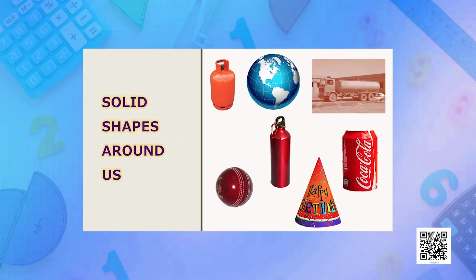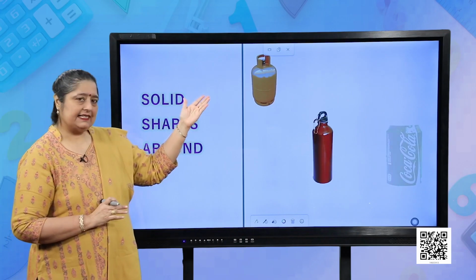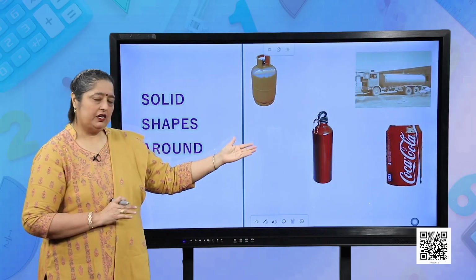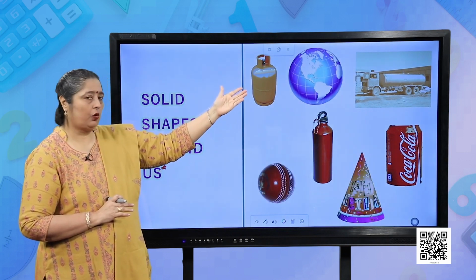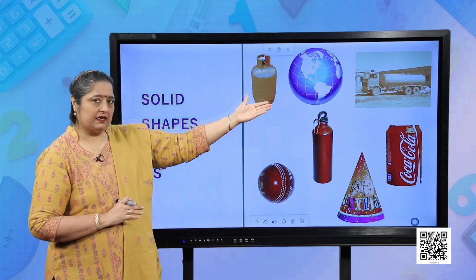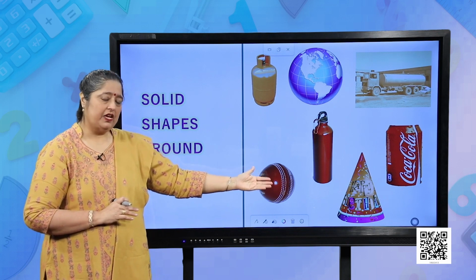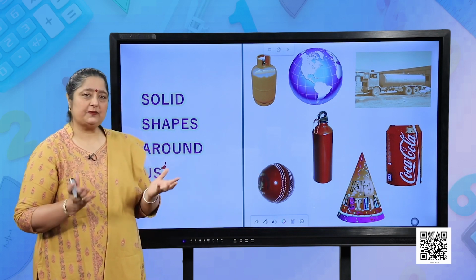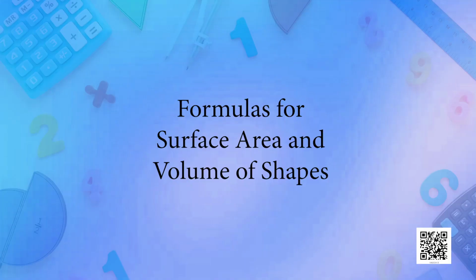Now let us see where we find these solid shapes in our daily life. A gas cylinder, a water bottle, your Coca-Cola can, these are all cylindrical shapes. Then we have a globe and a ball in the shape of a sphere. Water tanker, again a cylindrical shape, and your birthday cap. You can also see many other shapes around you. So, let us revise some formulas for surface areas and volumes of these shapes.